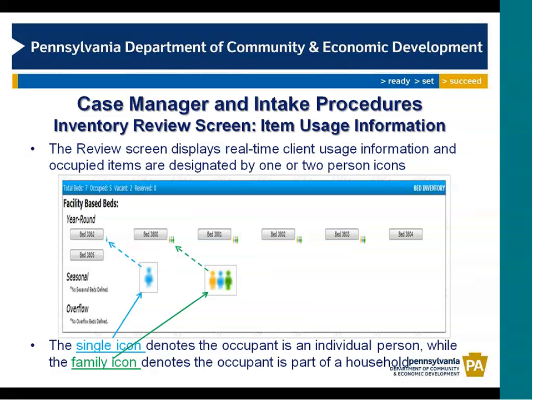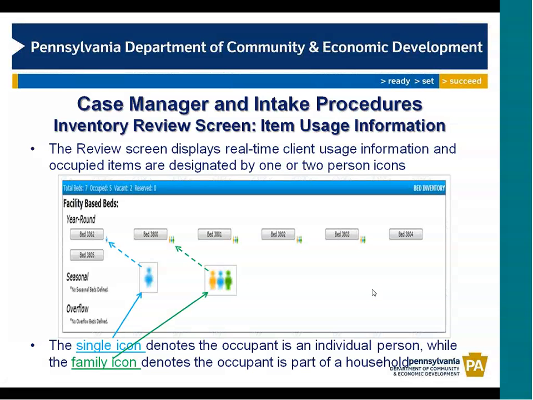Along with the inventory setup information, and this is one of the neater parts of the review screen, it displays real-time information on each item's current status in regards to client usage. Inventory items that are currently empty, which is also referred to in the system as vacant, are available for check-in. Basically, you'll see here, like beds 3804 and 3805, they're vacant. If you don't have any icons next to them, you know that you can put people in them.